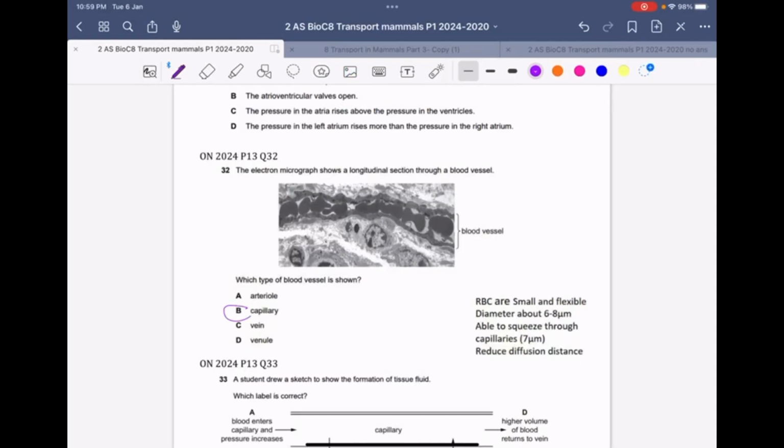So remember that the blood capillary lumen size is about 7 micrometers, but the red blood cell diameter is around 6 to 8 micrometers. So whenever the red blood cells flow within the lumen of the blood capillary, they will be squeezed, like in this. See, they are being squeezed.